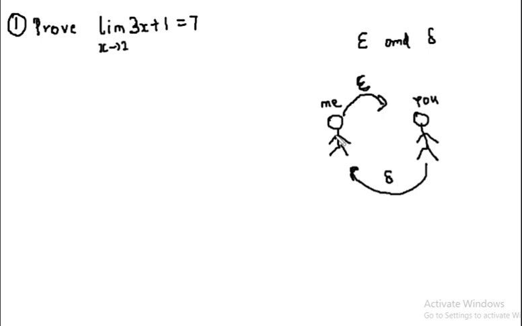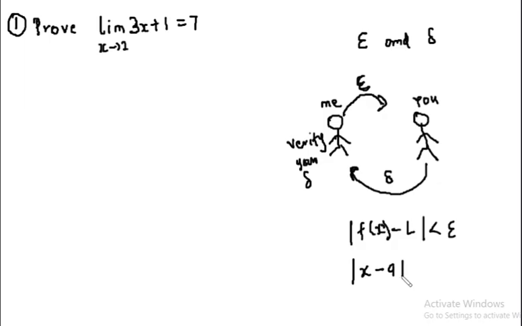Now, I am to verify whether the guess is true. So I'll verify your delta. Watch the steps that this happens in. Now, for all of this process to happen, there are two key inequalities that you need to take note of. The first inequality is the absolute value of f of x minus L is less than epsilon. And the second inequality is the absolute value of x minus a is less than delta.